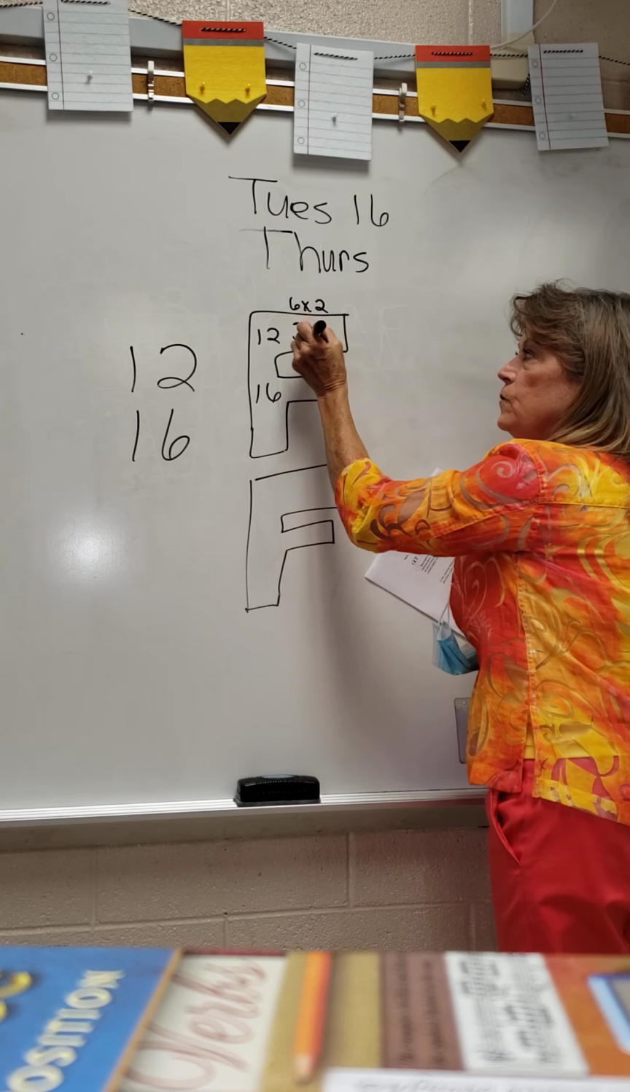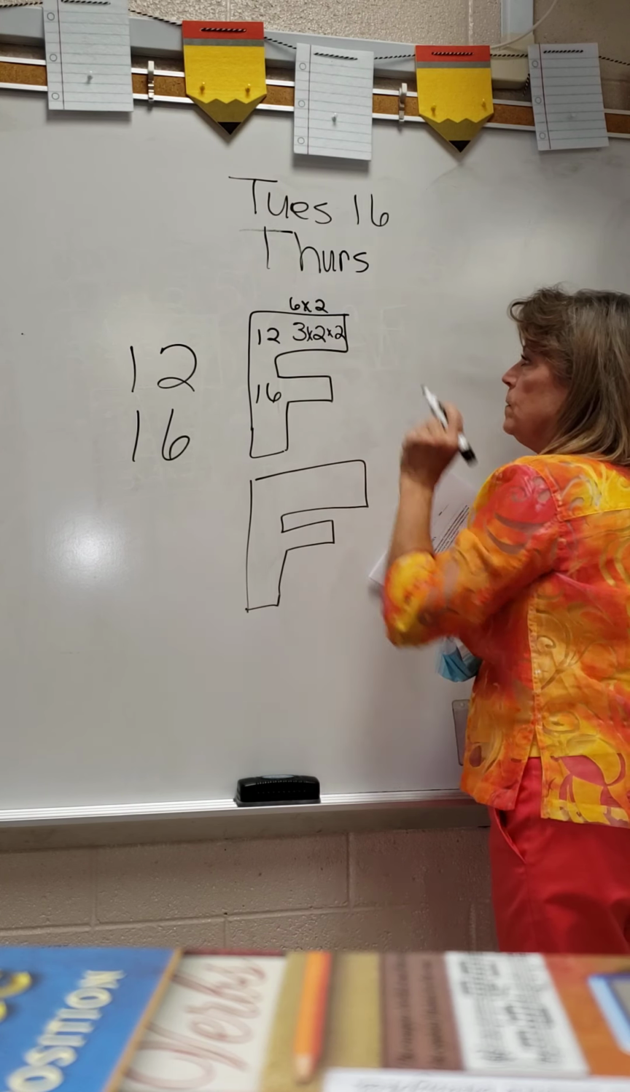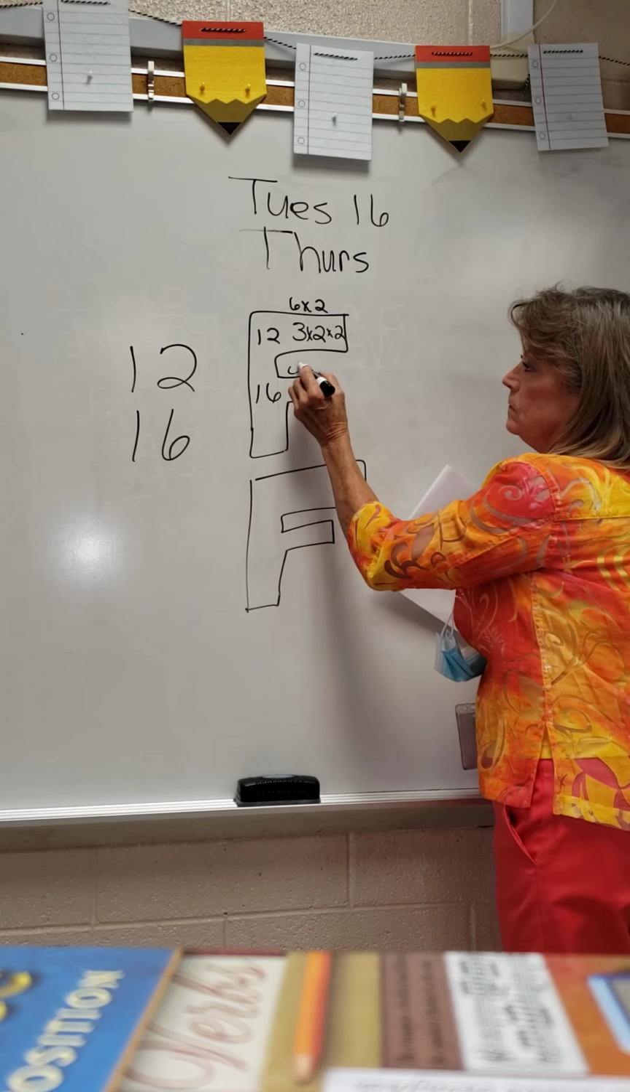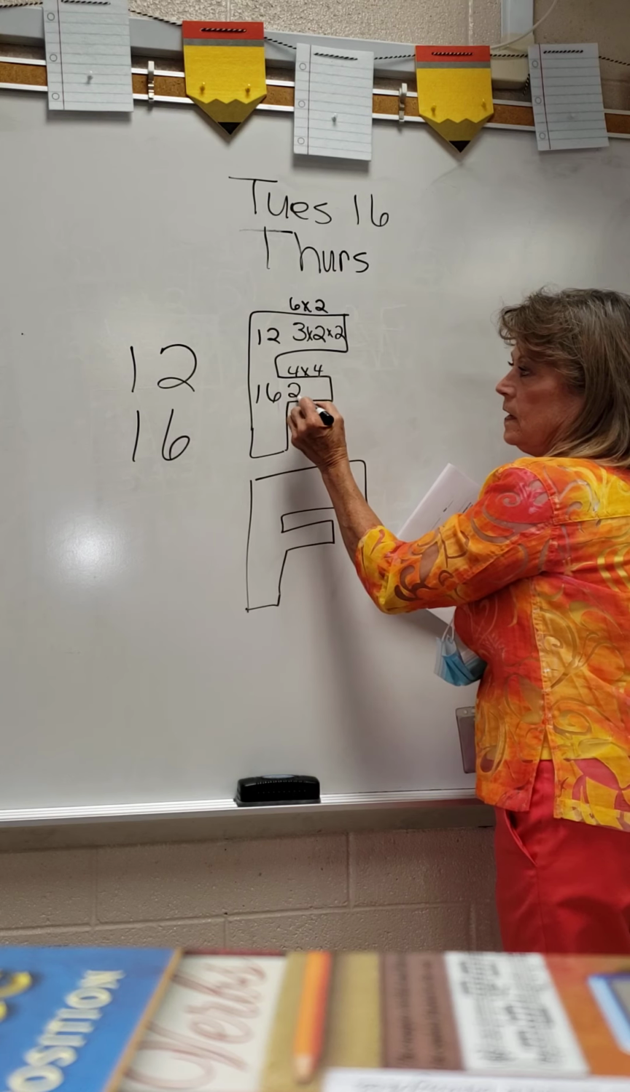Okay, but 3 times 2 does not equal 12. So you have to bring the 2, which is a prime number, down. I'll give you time to write in just a moment. 16. So, 4 times 4. What does it break down to be? 2 times 2.